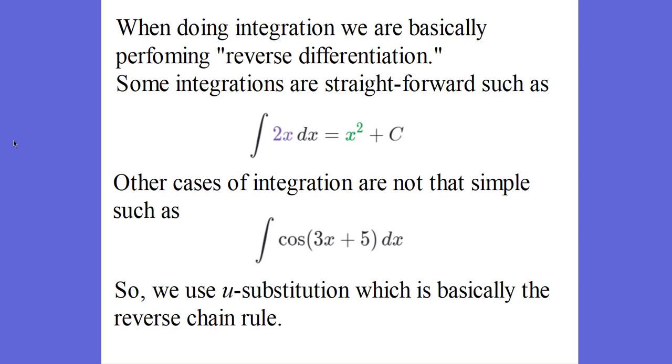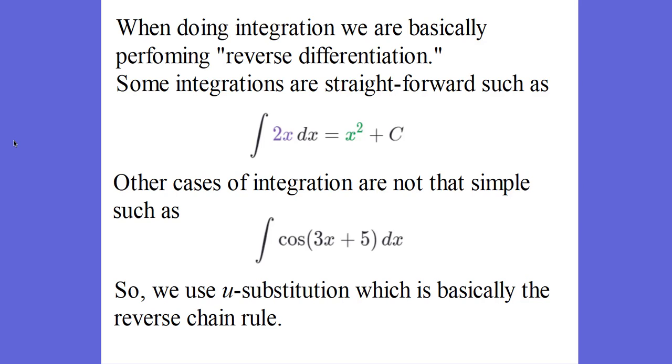When doing integration, we're basically performing, obviously, reverse differentiation. We're doing the antiderivative. Some integrations are really straightforward, like the integral of 2x dx. That's x squared plus c, isn't it? Other cases, it's not that simple. We have the integral of cosine of 3x plus 5 dx.